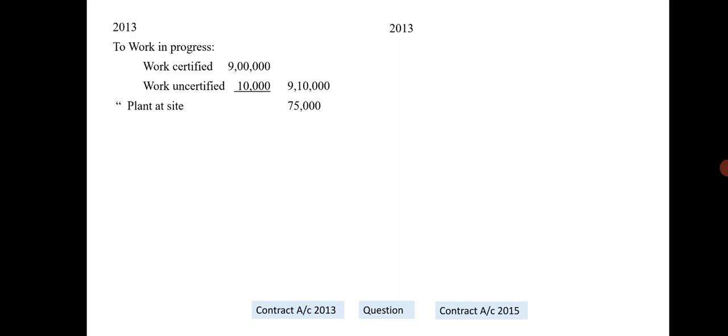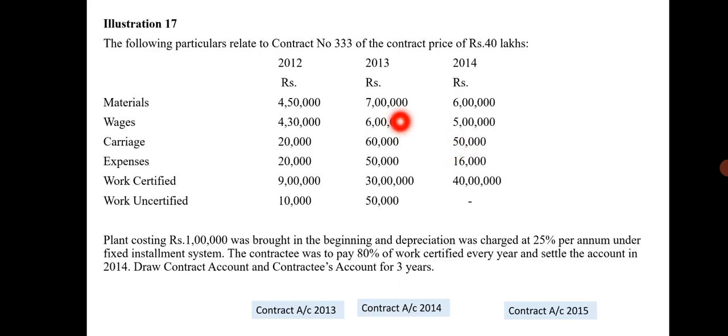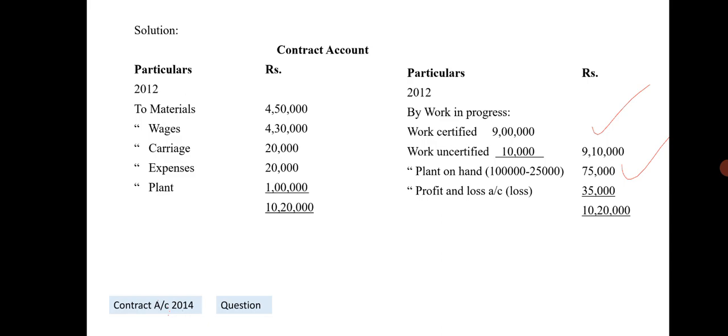Then we have to take the 2013 values. If you see the 2013 figures, we have materials 7 lakh, wages 6 lakh, carriage 60,000, expenses 50,000, work certified is 30 lakh, and work uncertified is 50,000. Same expenses. So let's see how it is done.